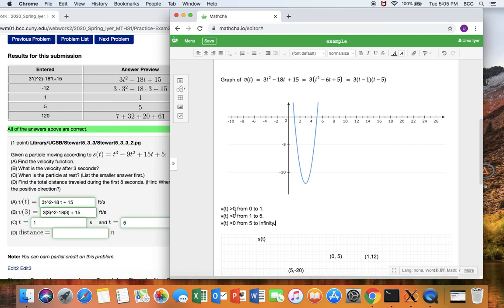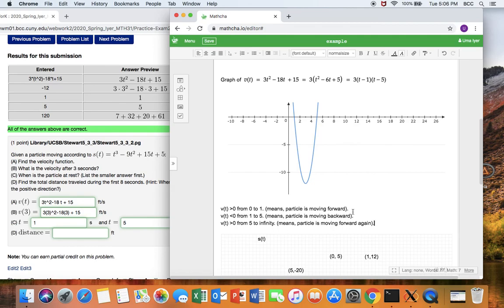All right, what does that mean? Velocity greater than 0, that is, velocity positive, means the particle is moving forward. What does negative velocity mean? It means the particle is moving backward. Lastly, velocity is positive means the particle is moving forward again, forever now.